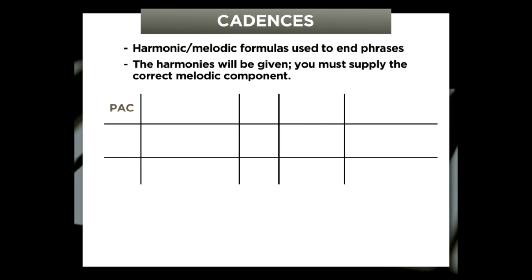The PAC stands for Perfect Authentic Cadence, and that involves a root position 5 or 5-7 chord, not an inversion, a root position 5 or 5-7 chord going to a tonic chord. And this is a cadence that gives very strong closure. This is the strongest possible closure. This is something you often will hear at the end of pieces, for instance. And the melody has to move by step into tonic.